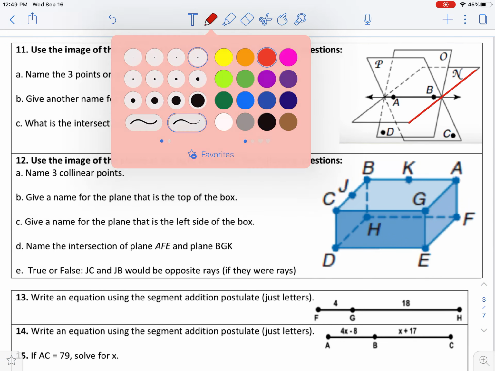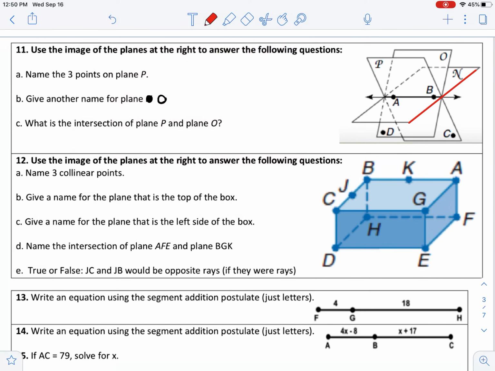All right, welcome to our 1.5, 1.6 review. I'm just going to go over the non-matching part. So let's start off with our first question. I want to name 3 points on the plane P.